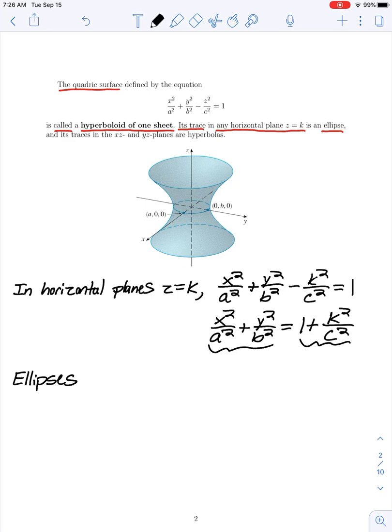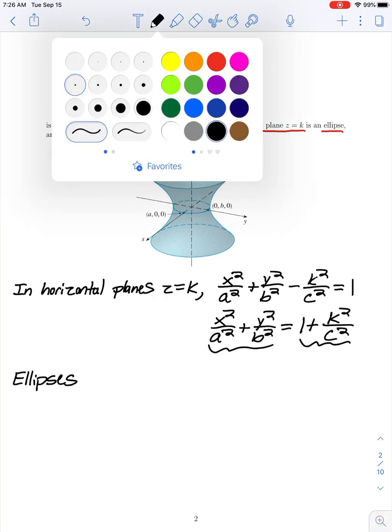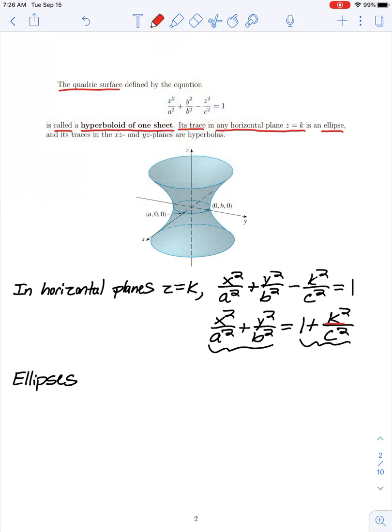And we see that the larger the magnitude of this constant k, I would have an ellipse of larger and larger area. My x and y intercepts would be increasing. So as I move outward from the xy plane, my ellipses get larger. So in general, we have ellipses.